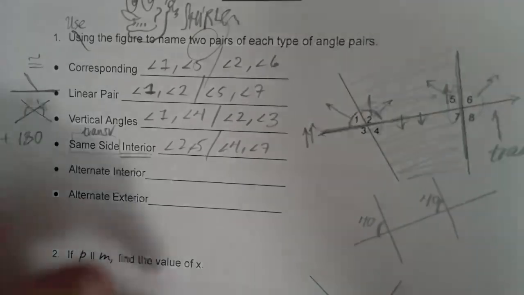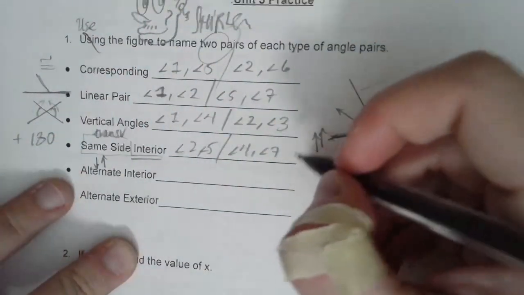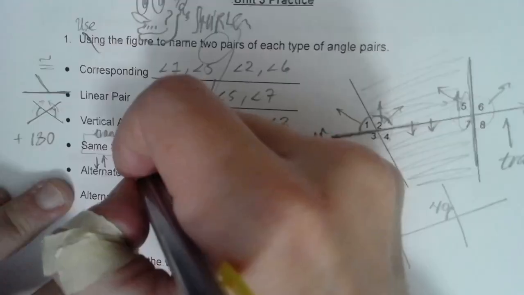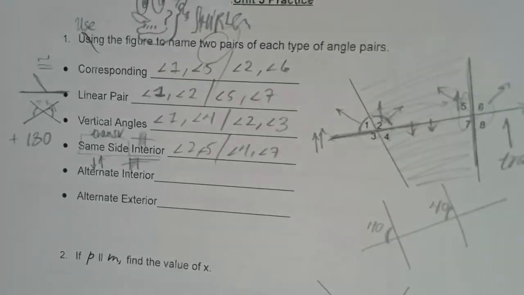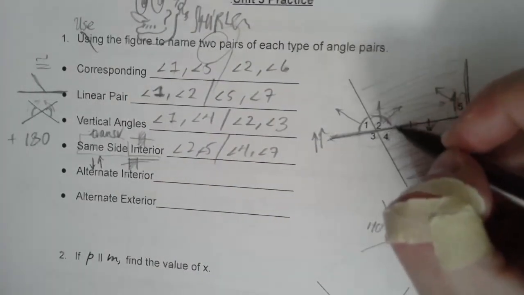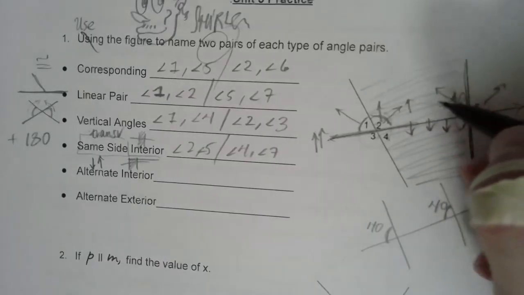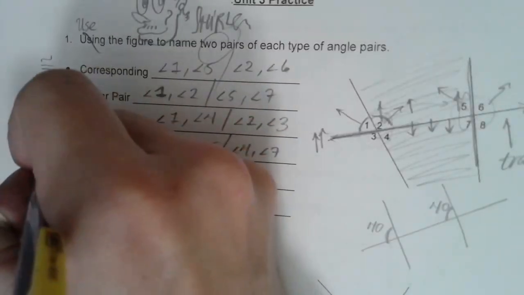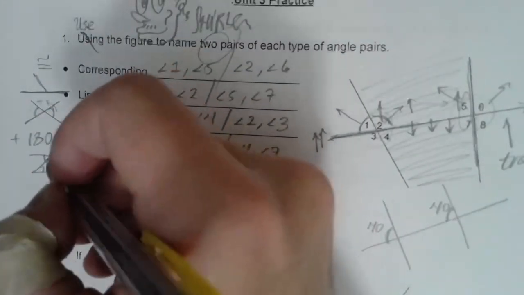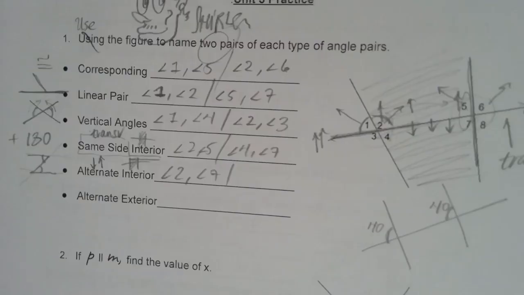Alternate interior angles are on alternating sides, so let me draw two arrows, alternating sides of the transversal, and on the inside. Alrighty? So there's the inside. So here, 2 and 7 alternate. One's on the top, one is on the bottom, but they're both on the interior. So angle 2 and angle 7 are alternate interior angles. A hint I gave you guys was to look for the Z. Anytime there's a Z, those are the alternate interior angles in action.